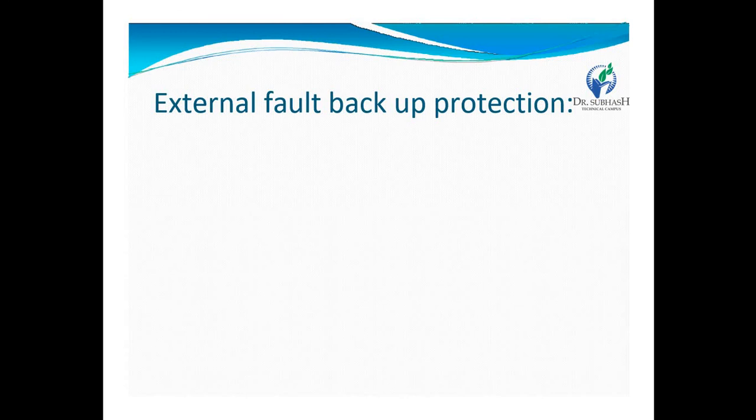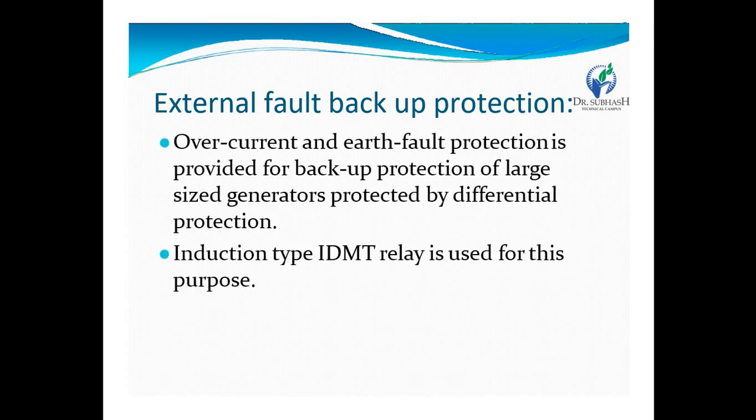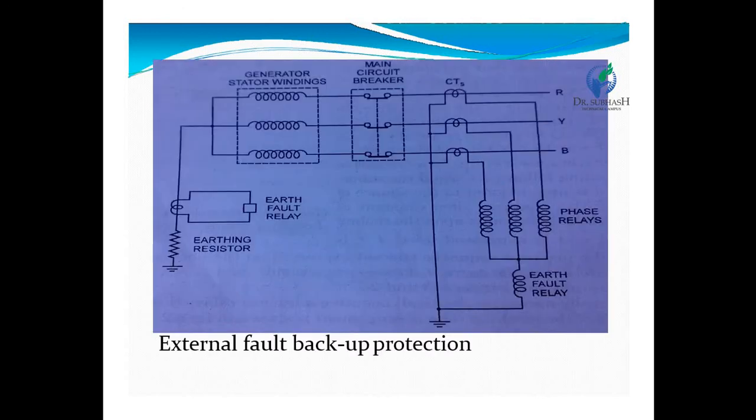External fault backup protection. Overcurrent and earth fault protection is provided for backup protection of large sized generators protected by differential protection. An induction type IDMT relay is used for this purpose. This is an external fault backup protection where the generator stator winding is connected with the main circuit breaker and CTs are connected with the phase relay. The earth fault relay is connected with the earthing resistor.